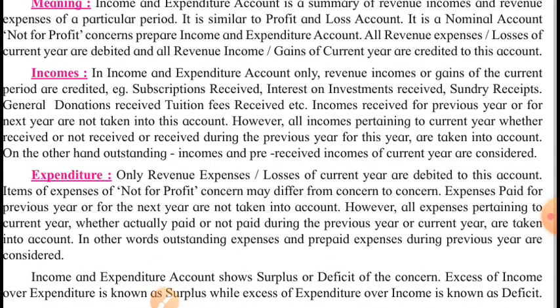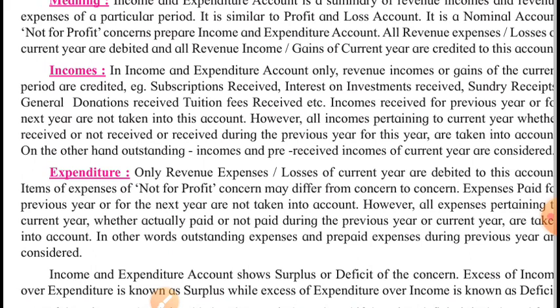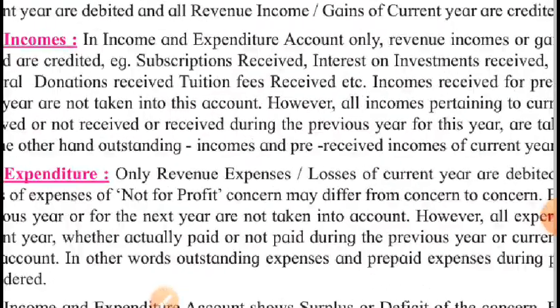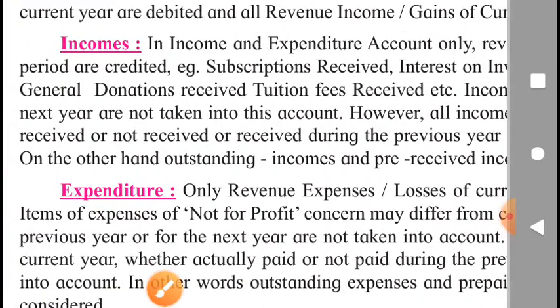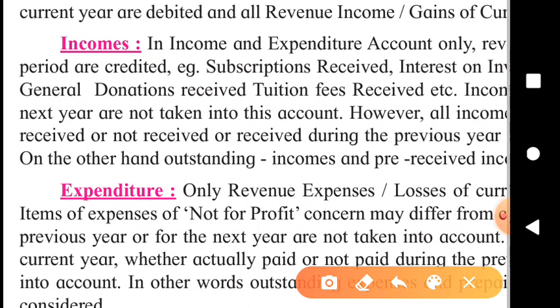Incomes received for previous year. See, in this year we may receive income, but it may be of the previous year or for the next year. In this year we may receive income for the next year. Means receipt made this year, but that income belongs to the previous or next year. Such incomes are not taken into this account. Means incomes received this year but of the previous or the next year are not shown in this account.